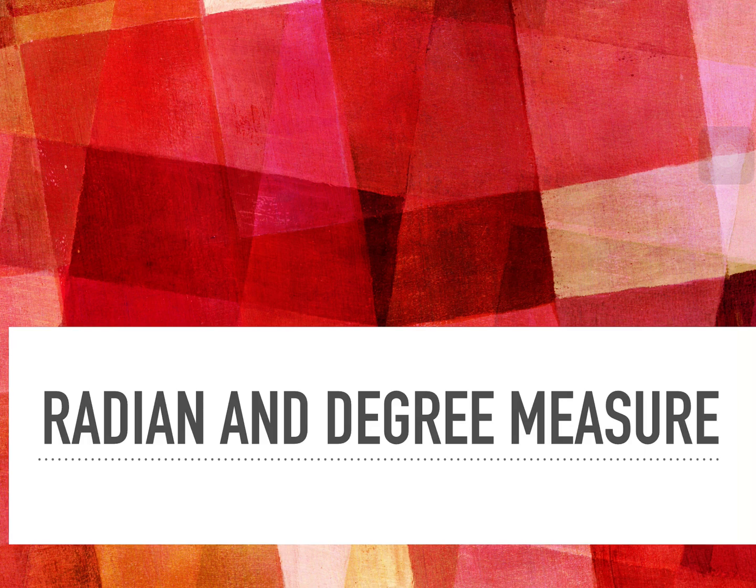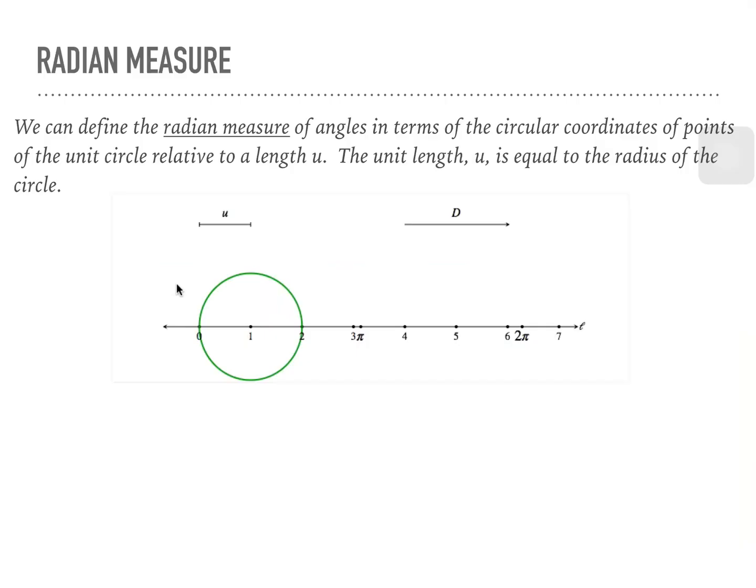Hi, today we are going to talk about radian and degree measures of angles. We can define the radian measure of angles in terms of the circular coordinates of points of the unit circle relative to a length u. The unit length u is equal to the radius of a circle.